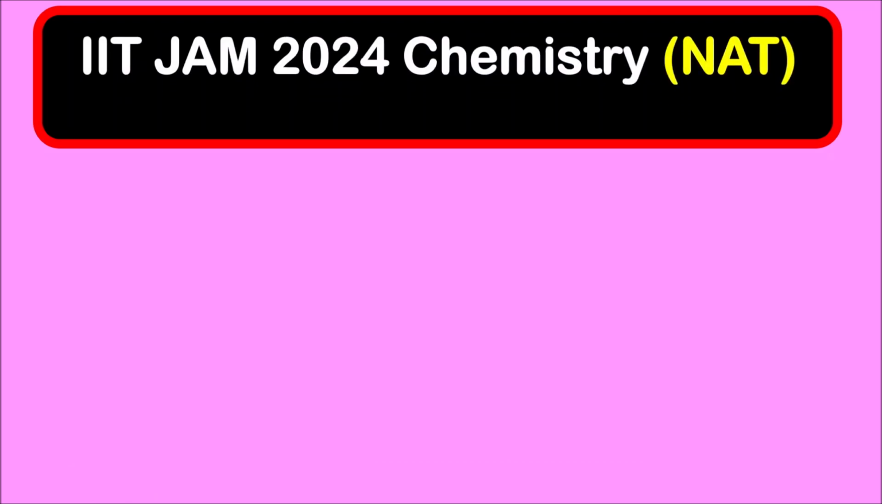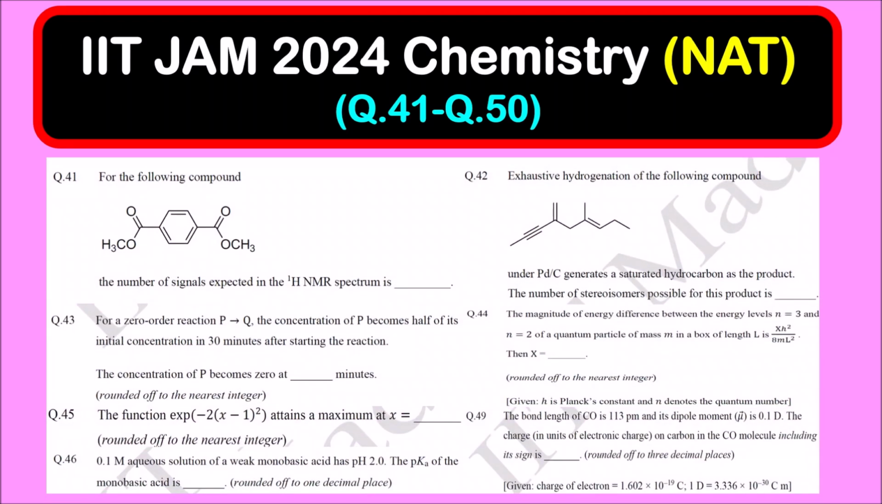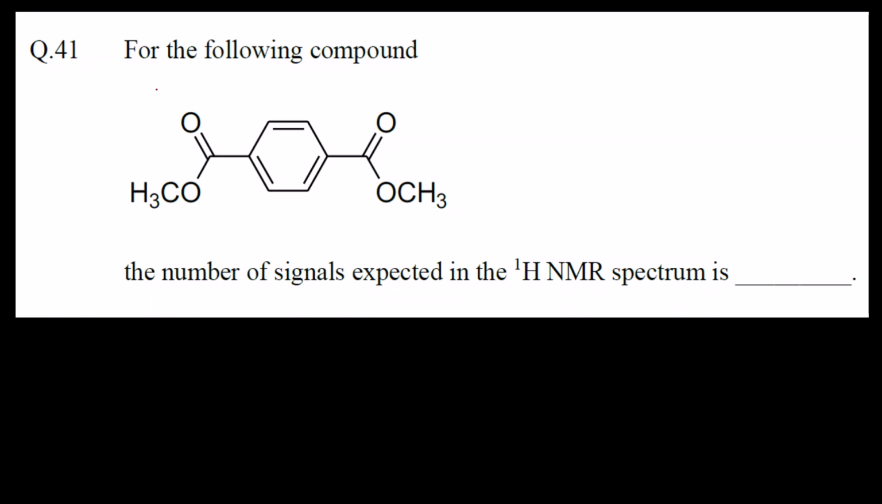So in today's video, we are going to solve questions 41 to 50 of the NAT section, that is, numerical answer type. Okay, these are the questions. So the first question is, for the following compound, the number of signals expected in the 1H NMR spectrum is.